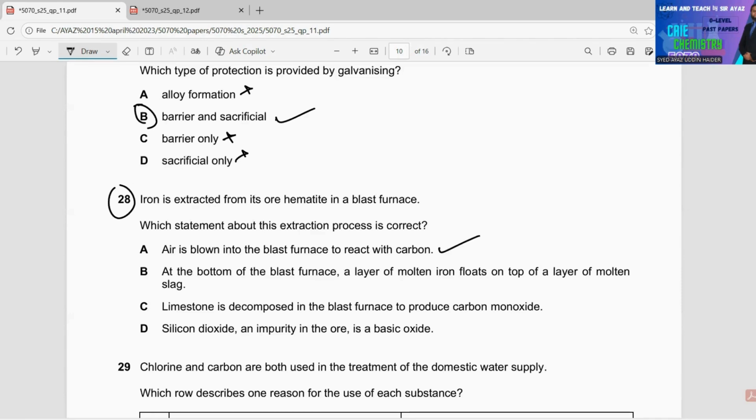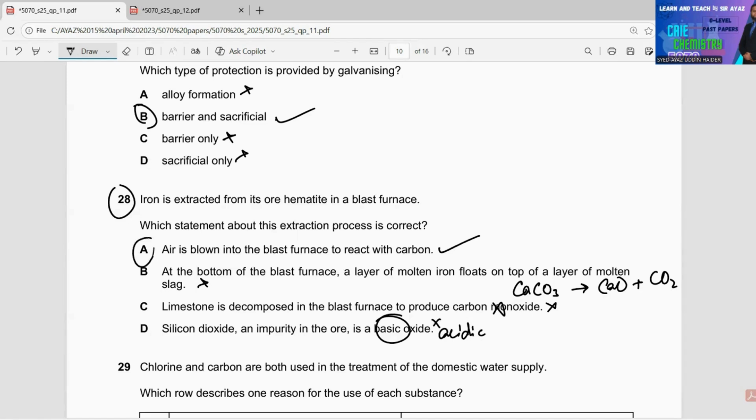B, at the bottom of the blast furnace, a layer of molten iron floats on top of a layer of molten slag. No, iron is heavier and slag is lighter than iron. So slag will float on top of iron. So this is incorrect. C, limestone is decomposed in the blast furnace to produce carbon monoxide. Limestone, this is limestone, CaCO3. It will decompose to produce calcium oxide and carbon dioxide, not carbon monoxide. So this is also incorrect. D, silicon dioxide, an impurity in the ore, is a basic oxide. This is incorrect. It's an acidic oxide.